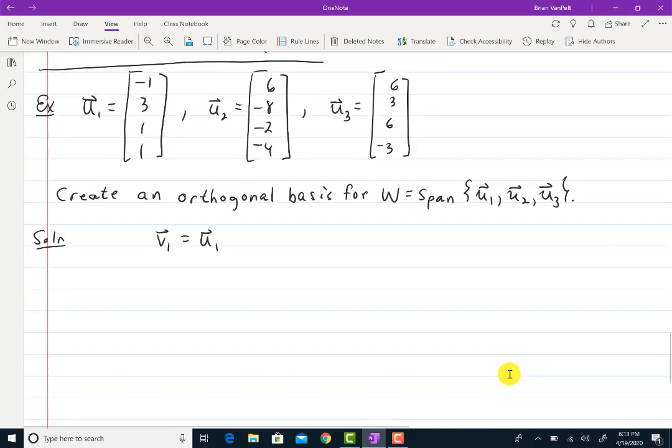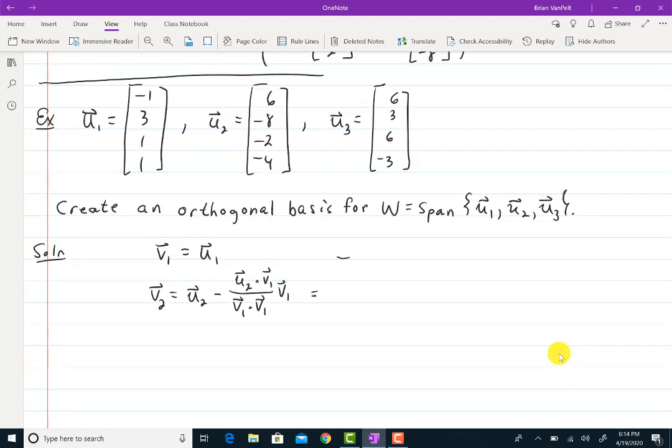And the next one, V2, equals U2 minus U2 dot V1 over V1 dot V1 times V1. Let's see what that's equal to. Let me put U2 in there: 6, negative 8, negative 2, negative 4, minus U2 dot V1, or that'd be U2 dot U1.